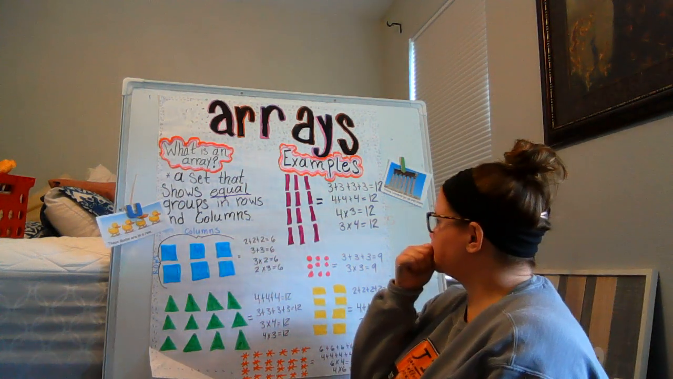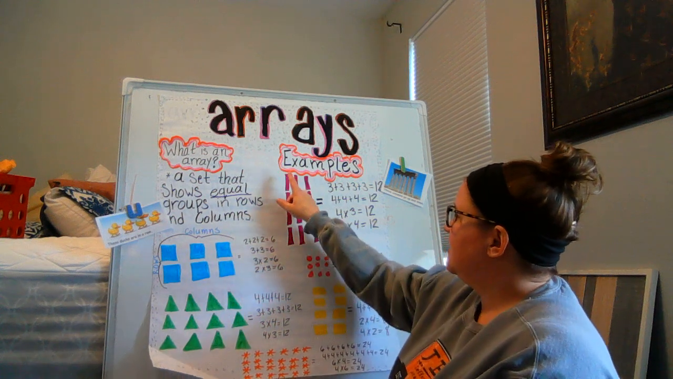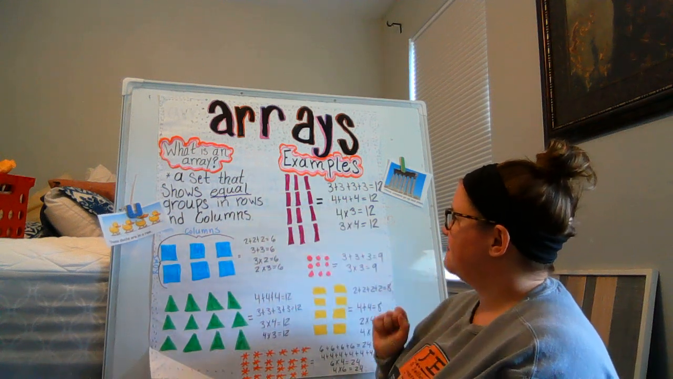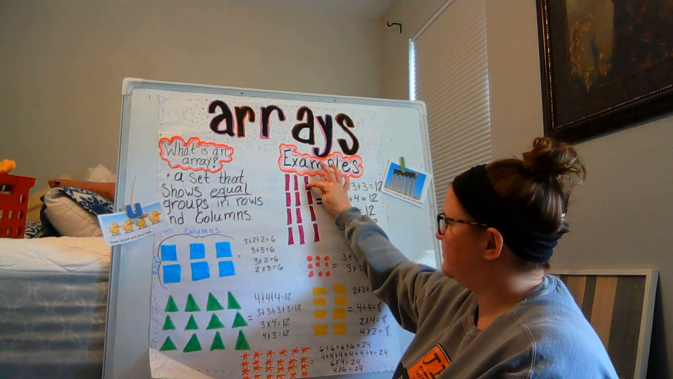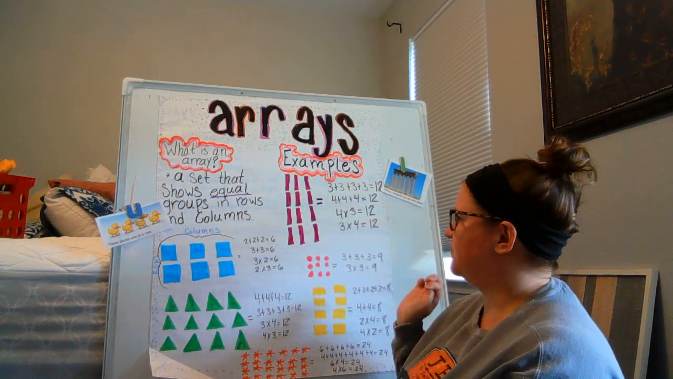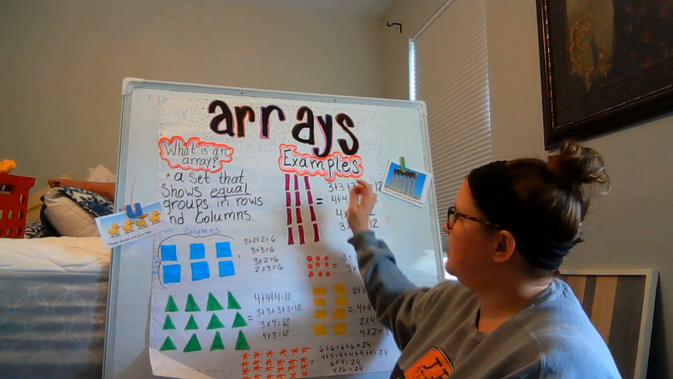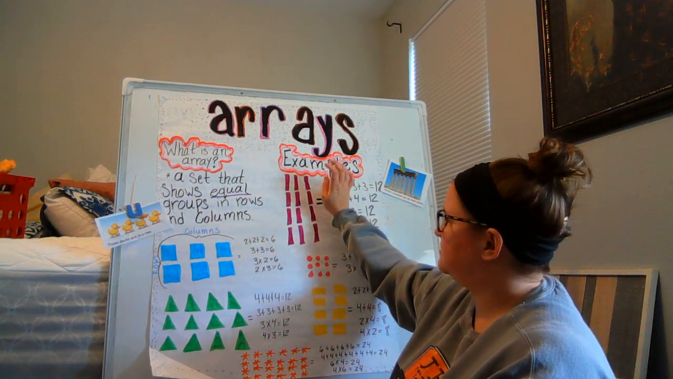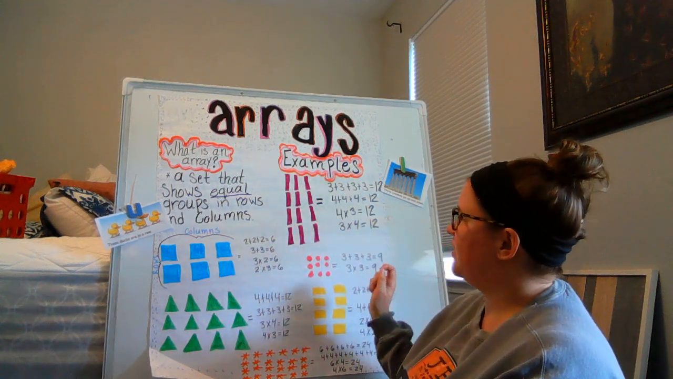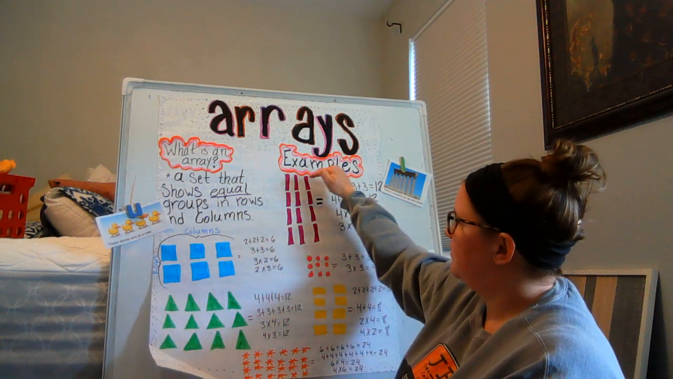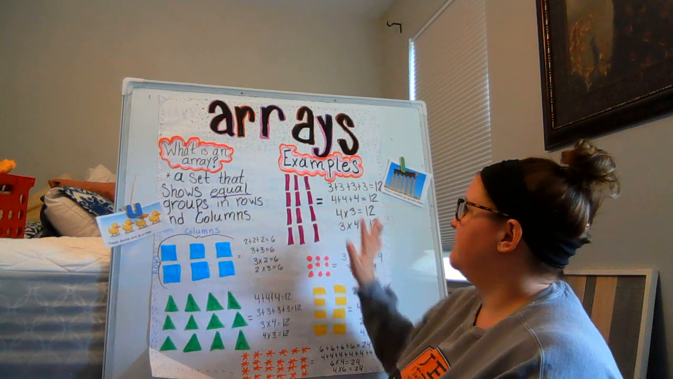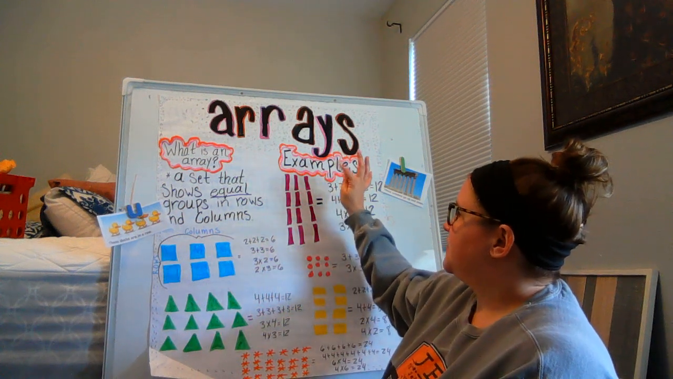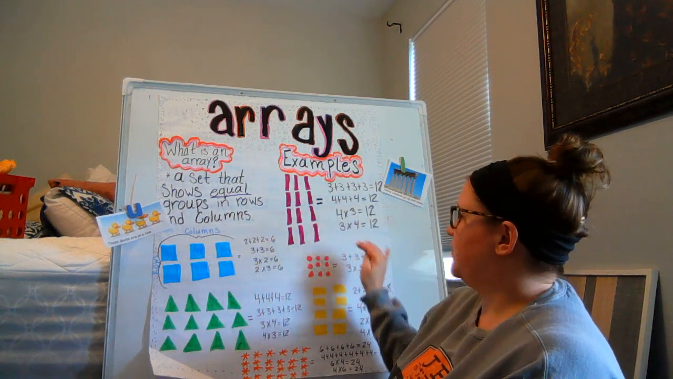Over here, we have 1, 2, 3 in a row. And let's see how many rows we have. 1, 2, 3, 4. 4 rows, okay? Let's see how many columns we have. 1, 2, 3 columns. How many are in each column? 1, 2, 3, 4. Okay? So we have 3 columns and 4 rows.